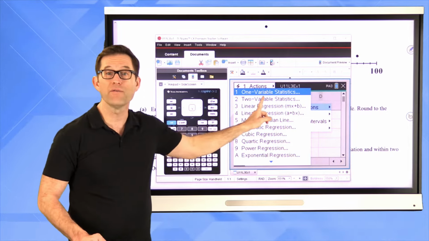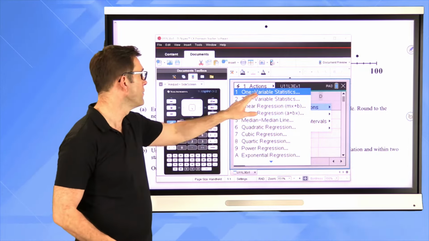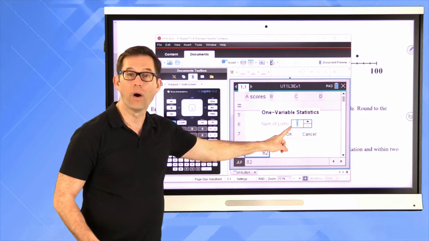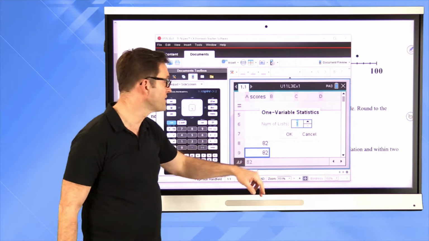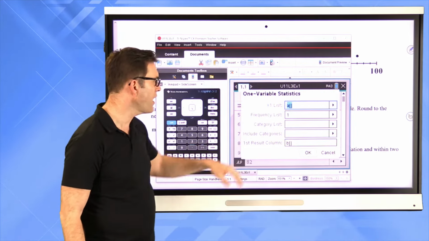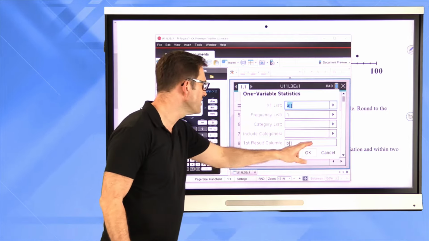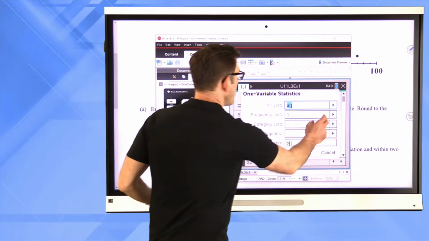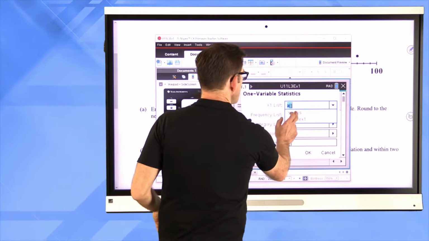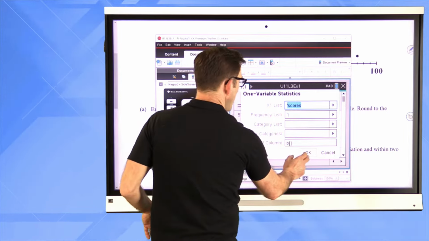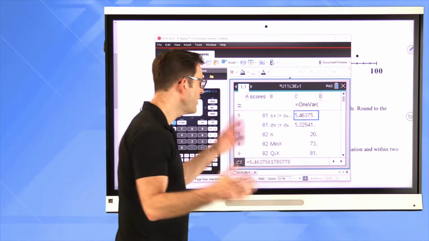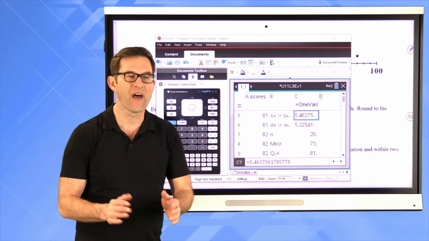I have one variable, right? That's all I want. I've only got one list, no more than one list in this case. So I hit OK. I'm not going to worry about the rest of these things as long as my data is in A. Although, if I click on this, I had actually put it in scores. So I can do that, hit OK, and there's my data. I mean, it is fast.